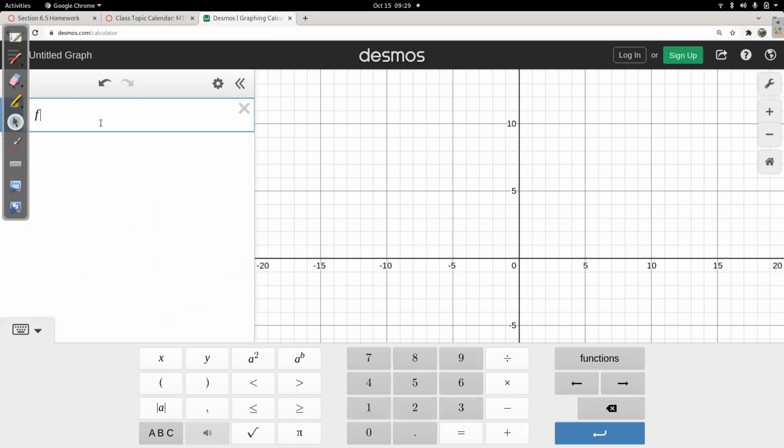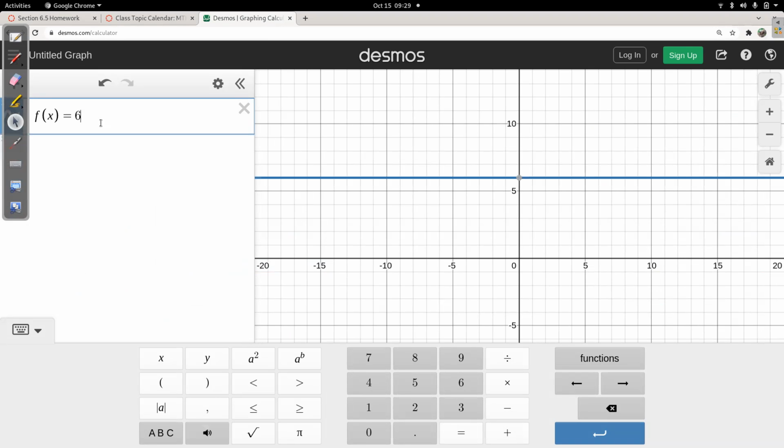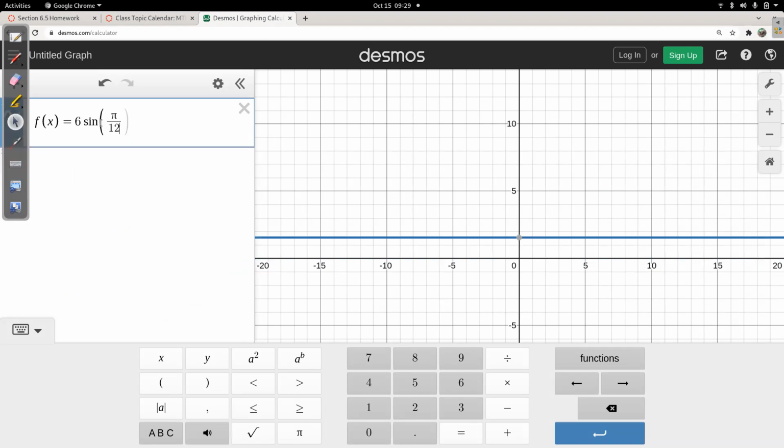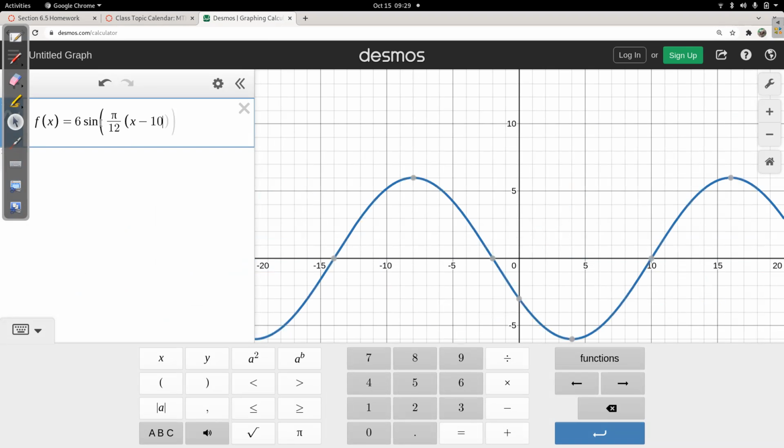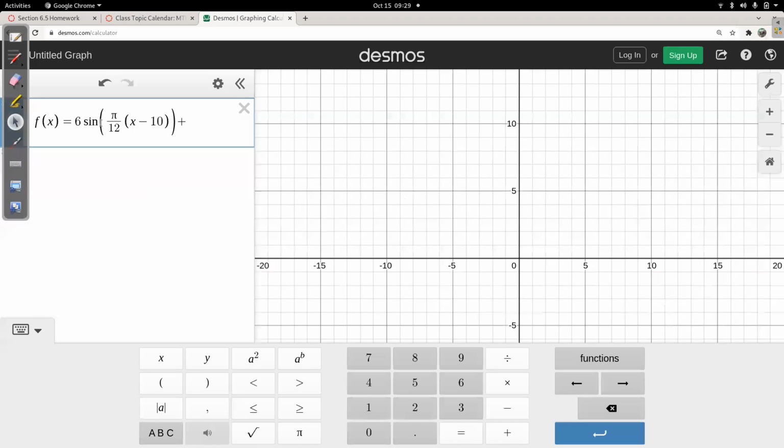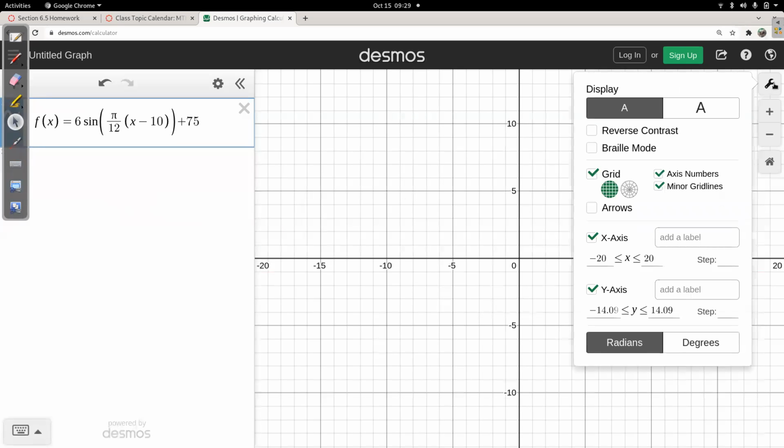All right, again, I'm going to use f of x. Maybe I'll need that notation in a minute to test it. I think it's 6 times the sine of pi over 12, another parentheses for the shift, x minus 10. And then we need to shift that all the way up to 75. So we're going to have to redraw this. So the monkey wrench is a good way to do that rather than zooming out, I think.